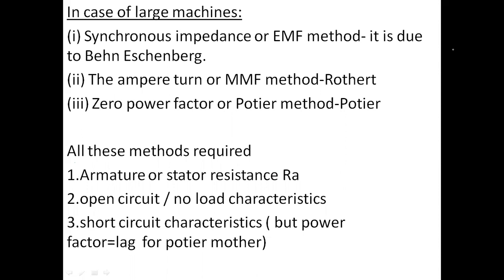First, the armature or stator resistance RA. Second, the open circuit or no load characteristics. Third, the short circuit characteristics. Mainly, the zero power factor lagging characteristics are used in the Pottier method. So now let us discuss each of these three methods one by one.